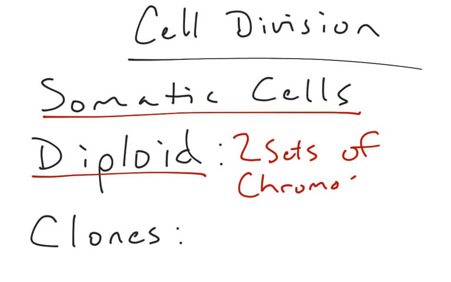Right, one from the mom and one from the dad. They have a paternal and a maternal set of chromosomes. We call this 2N.